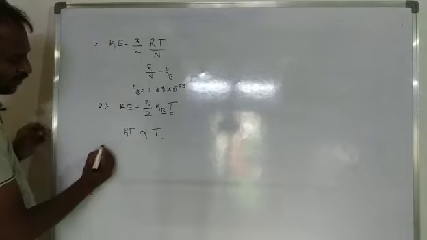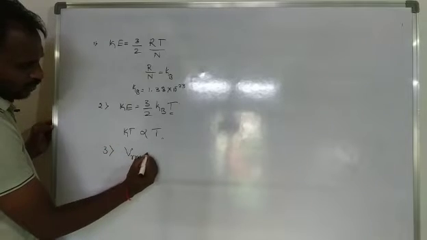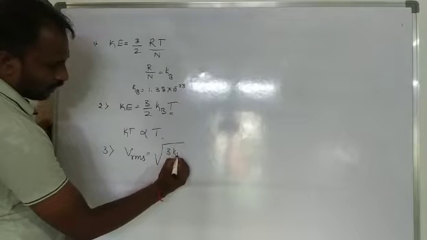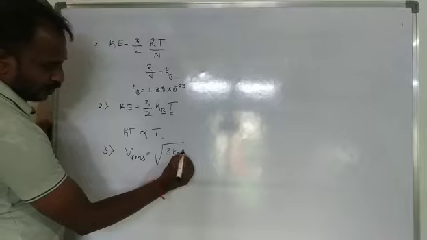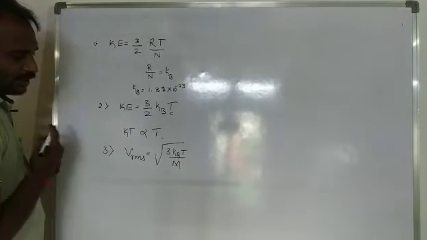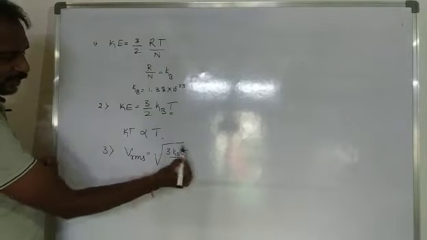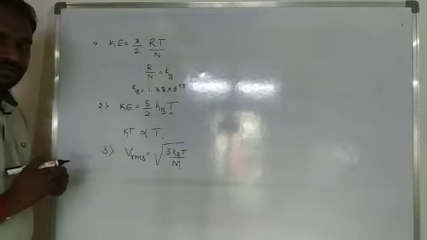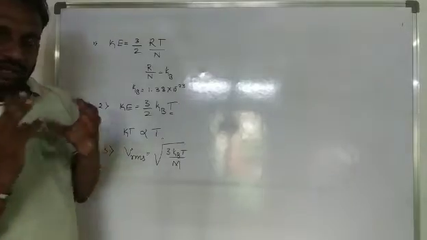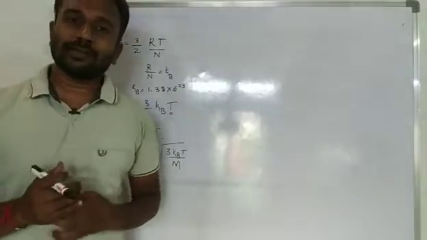And the next formula is the RMS velocity. RMS velocity is equal to the whole root of 3 Kb, the Boltzmann constant, into T divided by M, where M is the mass of the atom, Kb is the Boltzmann constant, and T is the absolute temperature. By using this formula, we can calculate ratios of RMS velocity.